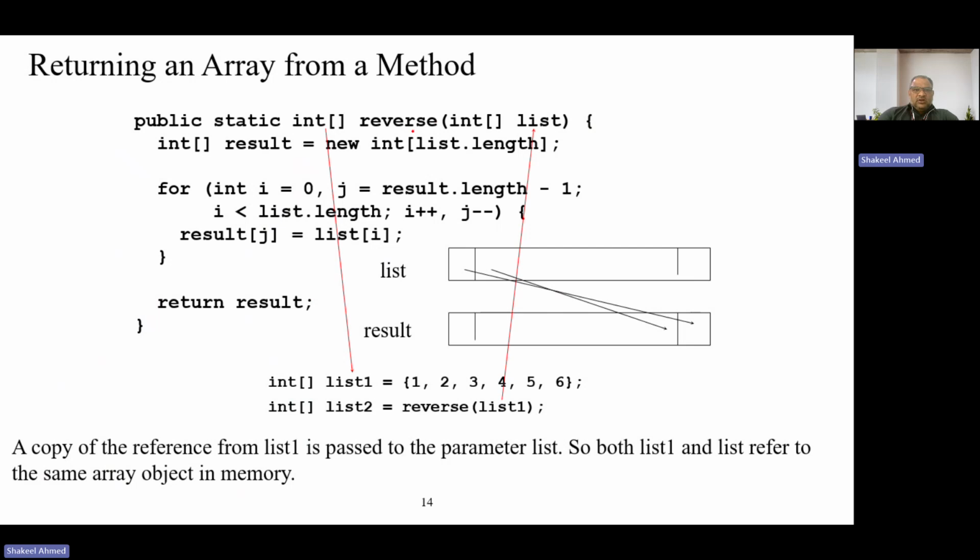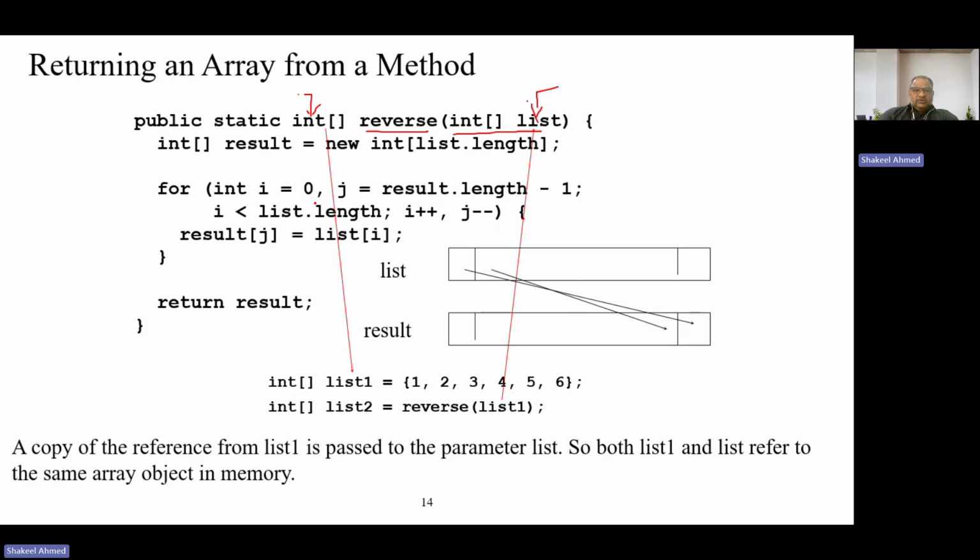So that's now another example that we would like to see here, which is returning an array from a method. Now I want to get the reverse of the list. So you have a method called reverse list, giving the list and returning the list. So we have the parameters as a list and the return type also we want as a list. Now we created an integer result as a new list and pass it on.